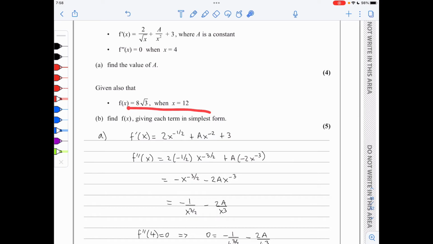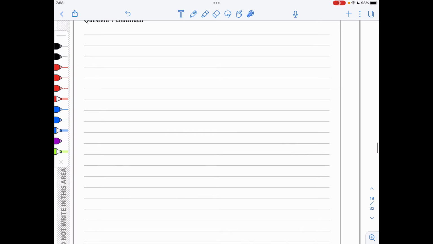In part B, we need to find f of x, giving each term in its simplest form, given additionally that f of x is 8 root 3 when x is 12. So we start from f dash of x. We have that f dash of x is 2x to the minus a half minus 4x to the minus 2 plus 3. We've replaced the value of a with the value we just found in part A.